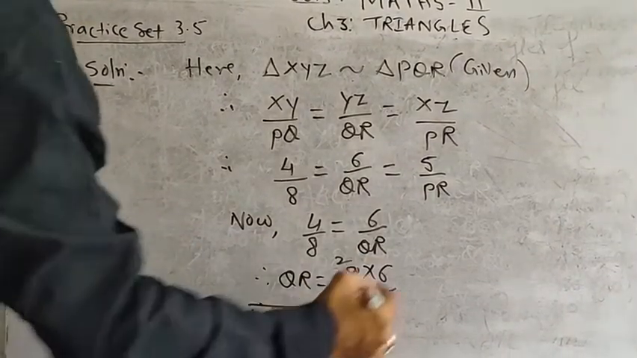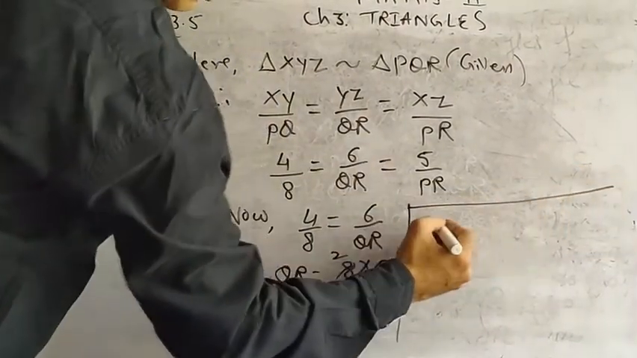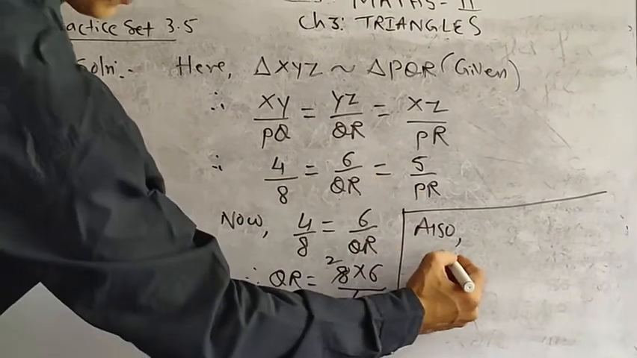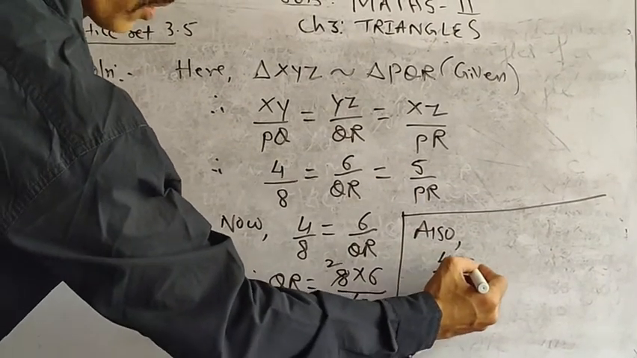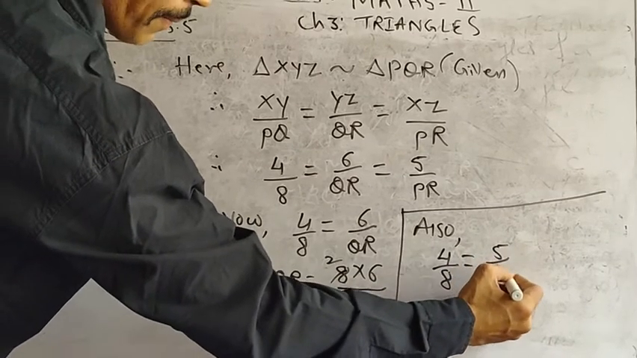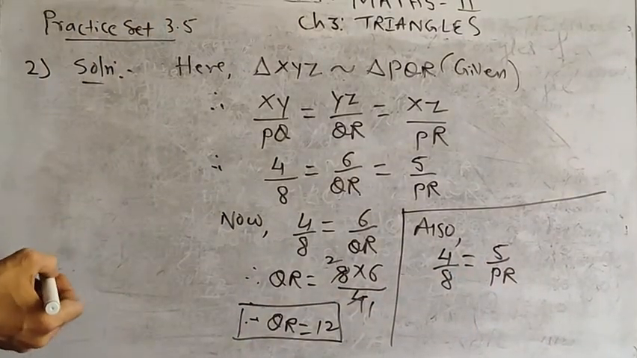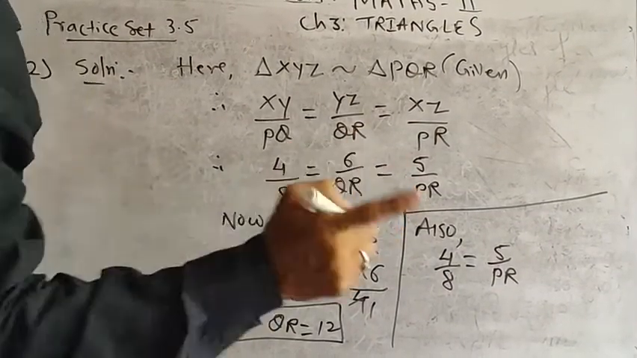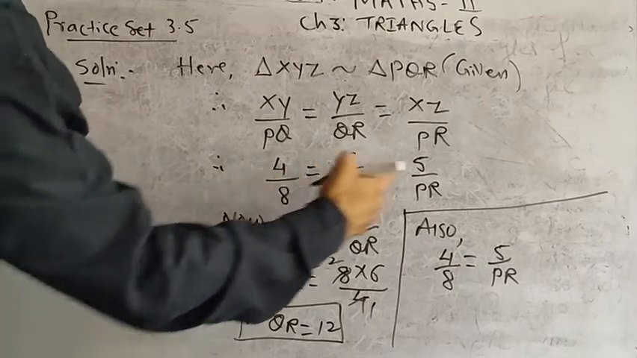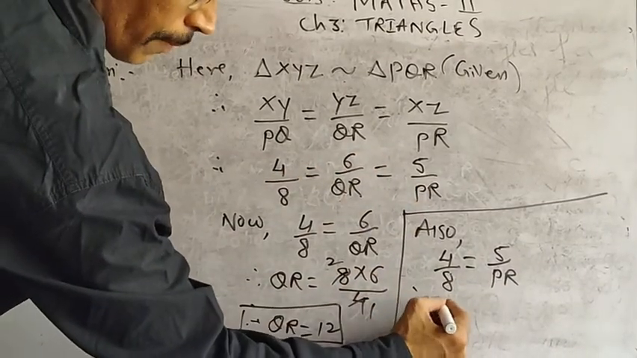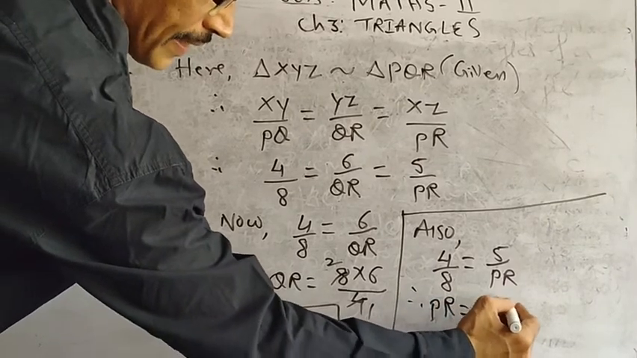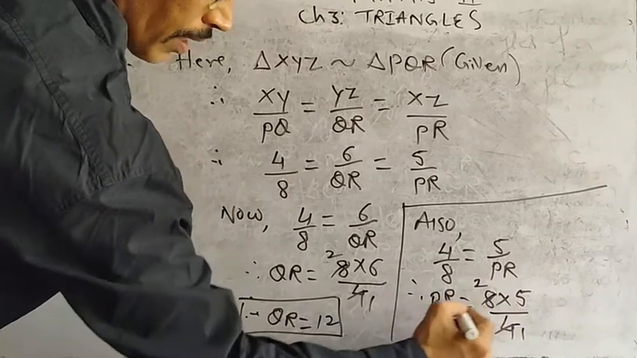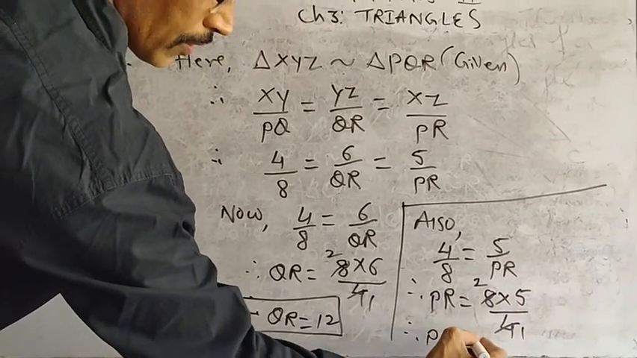Also, now you will take first and last. 4 upon 8 is equal to 5 upon PR. First and last you will take, whereas earlier you took first and second. Now cross multiplication. PR is equal to 8 into 5 upon 4. 4 ones are 4, 4 twos are 8, and therefore PR is equal to 10.